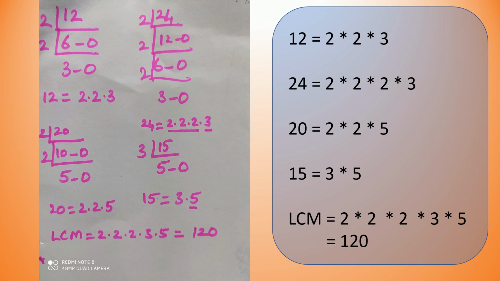So you will have to take 2 into 2 into 2 into 3 into 5. And what is the answer? What is 2 into 2 into 2? It is 8. 8 into 3, it is 24, and 24 into 5, it is 120. That's what I have done here on the right side.